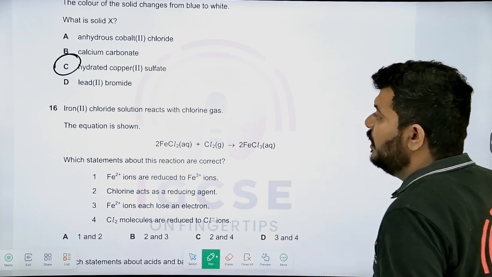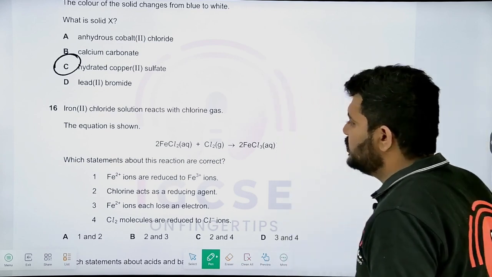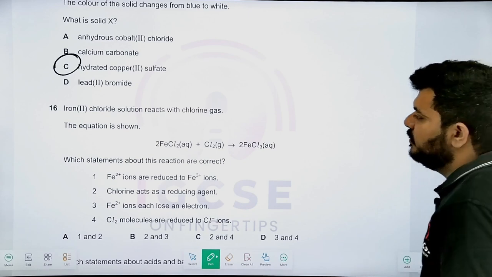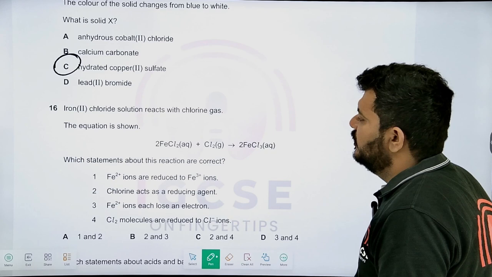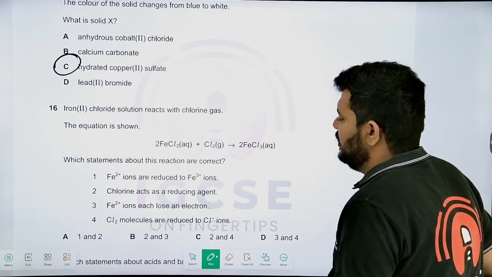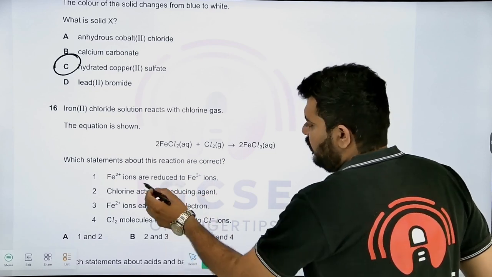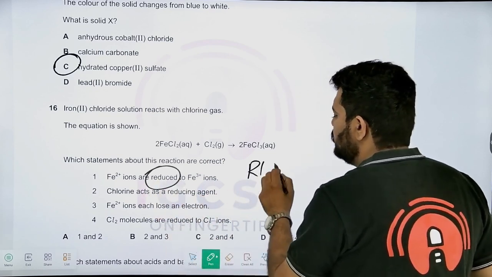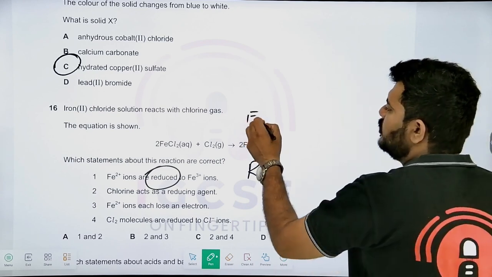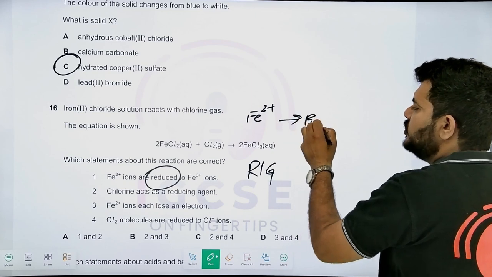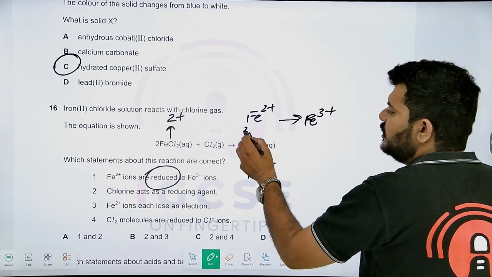Let's see question number 16. So we have iron chloride solution reacts with chlorine gas. The equation is shown. Which statements about this reaction are correct? Fe2 plus ions are reduced to Fe3 plus ions. Okay, let's see what is happening. They are saying reduction, right? If I say reduction, reduction should be gain of electrons, right? If it goes from Fe2 plus to Fe3 plus, which is true, right? This is 2 plus over here and this is 3 plus over here.